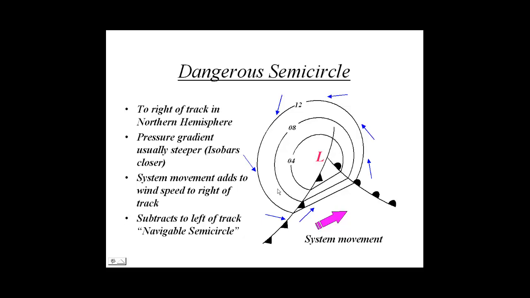But secondly, the velocity of movement of the low pressure system itself, the speed that the system is moving, adds to the wind speed. So the speed of this red arrow is going to add to the speed of this blue arrow, and you're going to have stronger winds here for that reason as well. And here on this left side of the low pressure system, this wind will subtract from the speed of movement. So you'll have a canceling somewhat of the wind on the left side. So the right side is usually the more hazardous part of a low pressure system.